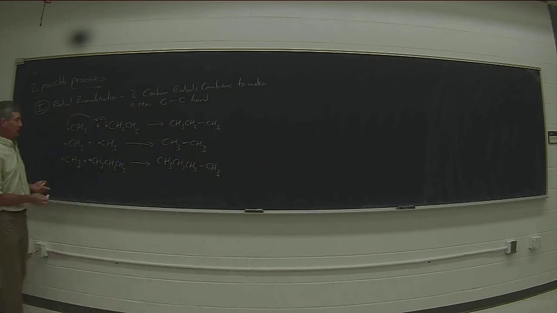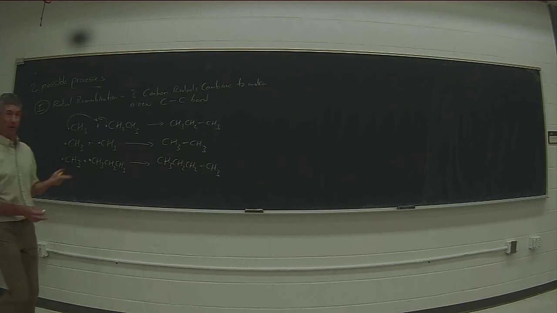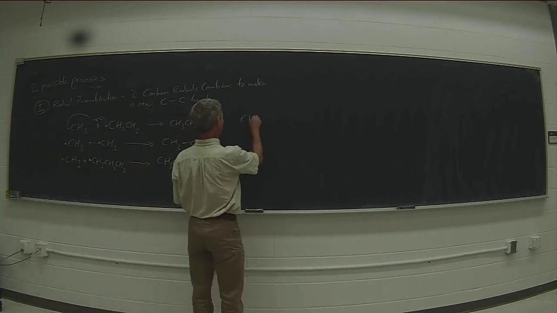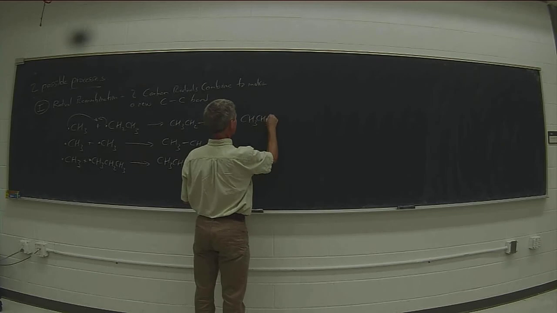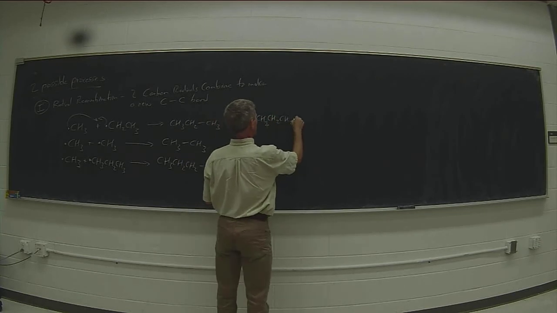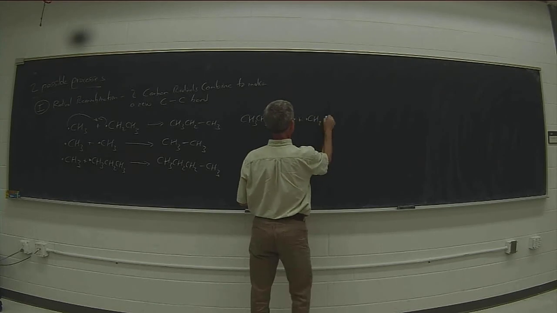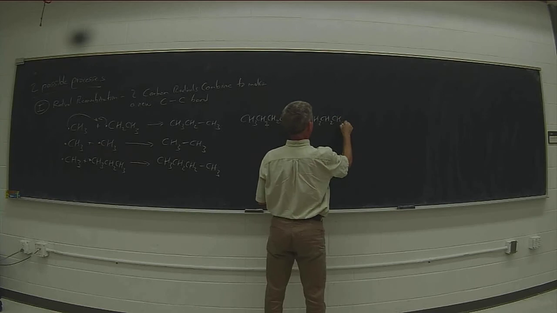I think you can see that there are a large number of different possibilities since there are 4 different radicals and they can combine in any binary pair. It's possible to make larger hydrocarbons. You have the butyl radical present. It would be possible for the 2 butyl radicals to combine to make octane.